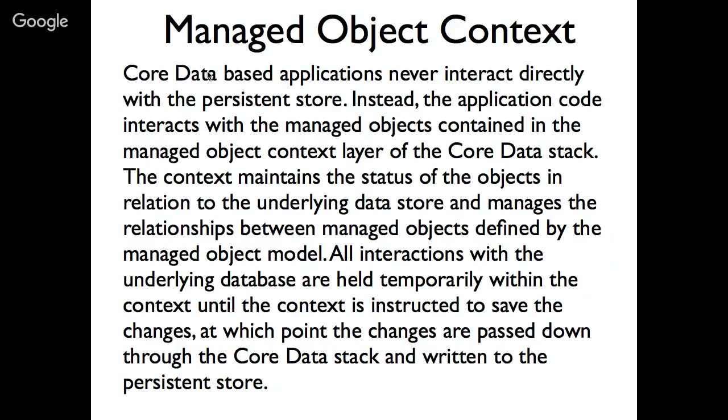So Core Data, the context maintains the status of the objects, on this sentence here, starting in the middle of the paragraph: in relation to the underlying data store and manages the relationship. All interactions with the underlying database are held temporarily within the context until the context is instructed, and this is important here, to save or update, which would be saving as well. Saving, update, deleting, those are three types of functionality in any database language. We're going to do the same here.